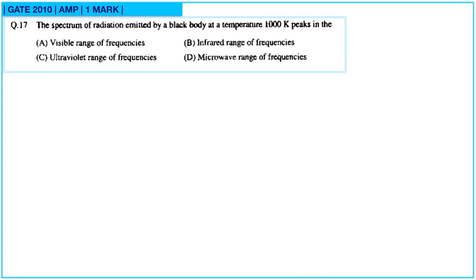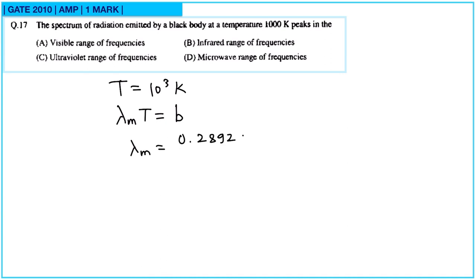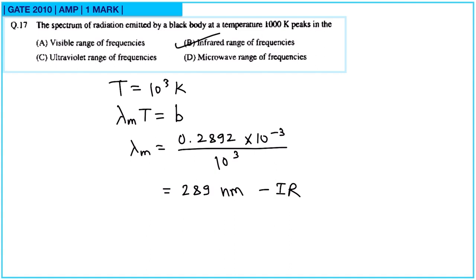The spectrum of radiation emitted by a black body at a temperature 1000 Kelvin peaks in the region. Here temperature is 10 raised to 3 Kelvin, and we know by Wien's displacement law lambda m T is equal to B, where B is Wien's constant. So from here lambda m is equal to B by T, which is 0.2892 into 10 to the power minus 3 upon 10 to the power 3. So this will be 289 nanometer, and that will be IR, infrared, because 400 to 700 is visible and this is 289, that means it will be infrared. So option B is correct.